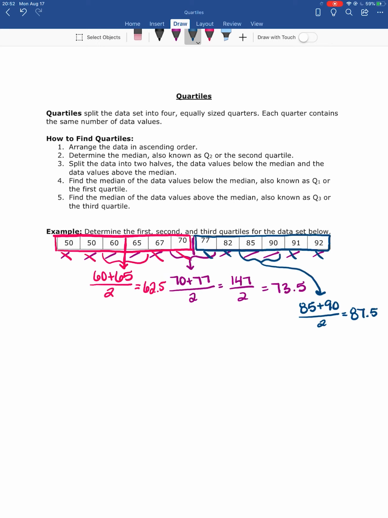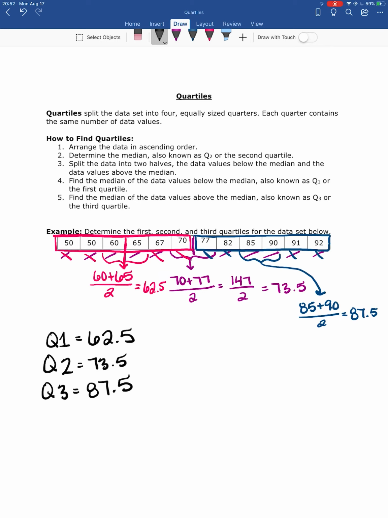So I found the median of the entire data set, and then I looked at all of the numbers that were below that median, and I found the median of that, and then I looked at the numbers above the median and found the median of that. So the result is my first quartile, also known as Q1, is 62.5. My second quartile, also known as the median, is 73.5. And my third quartile, also known as Q3, is 87.5.